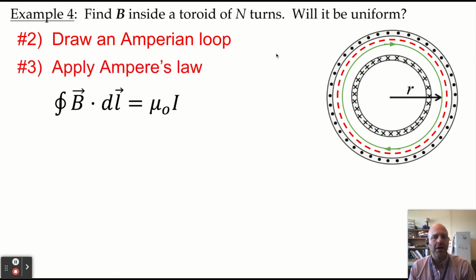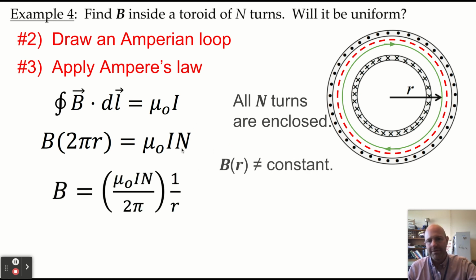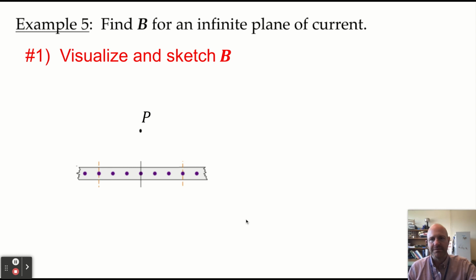So if we apply Ampere's law, mu naught times I, once again, we have B dot dl, which is just going to be B times 2 pi r, because it's just the circumference of a circle. All n turns are enclosed. So we can basically take I multiplied by how many coils of wire make it up, and we end up with mu naught I, number of coils, divided by 2 pi, a bunch of constants, times 1 over r. So it's not a constant magnetic field, and it goes like 1 over r as you go from the inside to the outside of that toroid. And it's stronger closer in, which hopefully makes some sense.